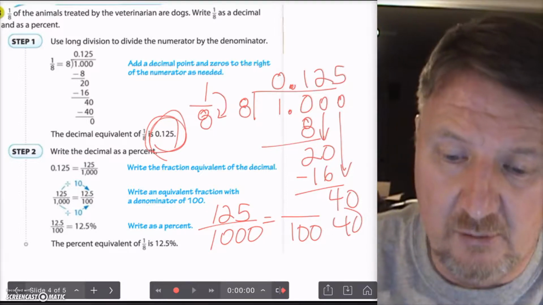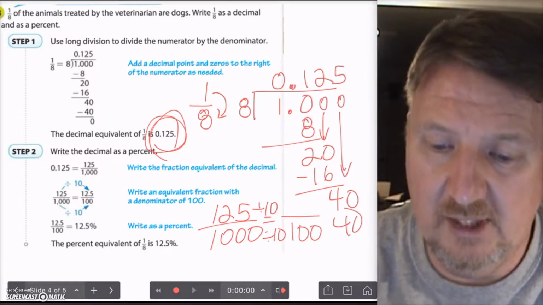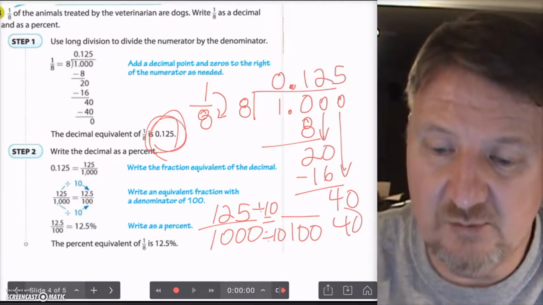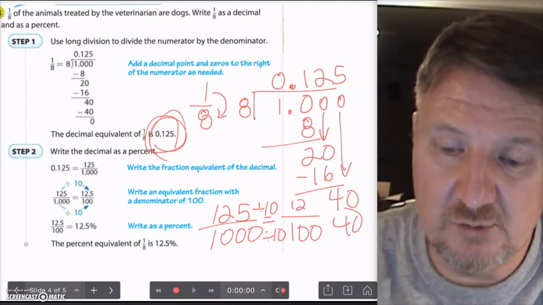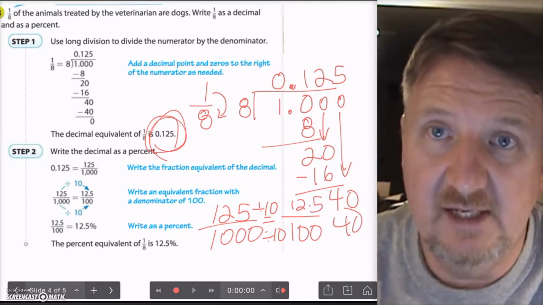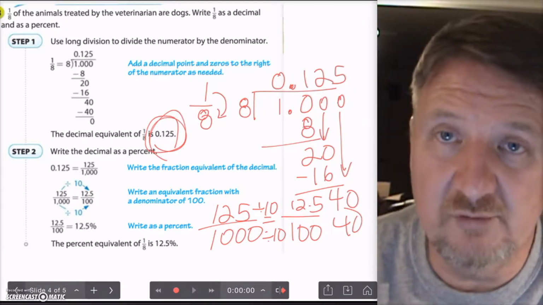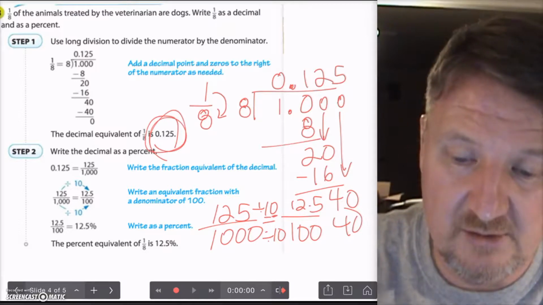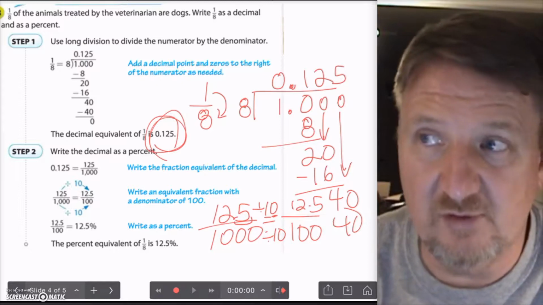Okay. So in order to do this, I have to divide by 10. 1,000 divided by 10 is 100. 125 divided by 10 is, guess what, 12.5. And I know this because if you divide by a power of 10, all you have to do is move the decimal the same number of places as there are zeros in that power of 10. In this case, we only have 1, so the decimal moves one place from here to here. And that gives me 12.5.